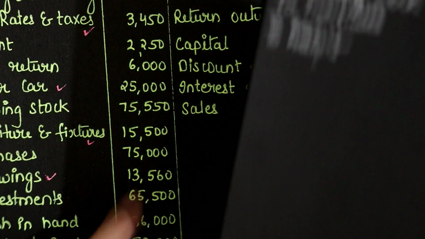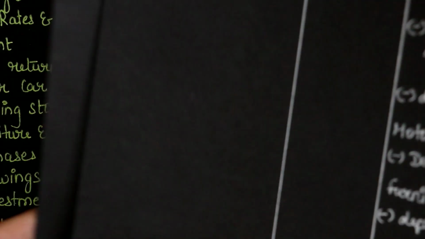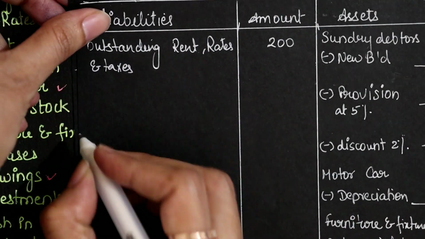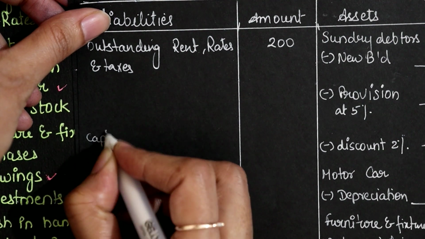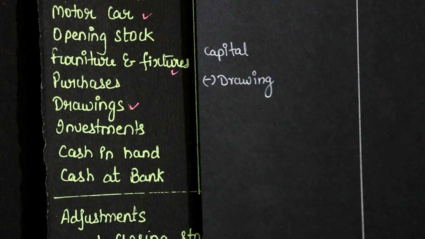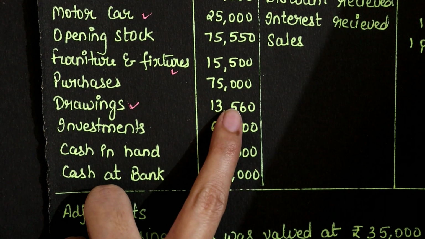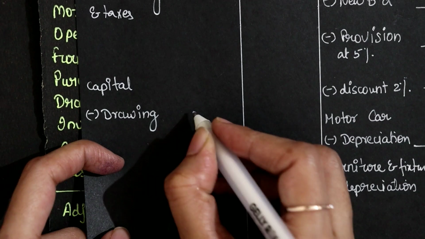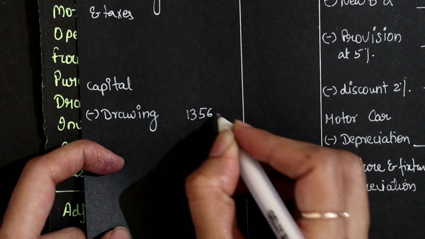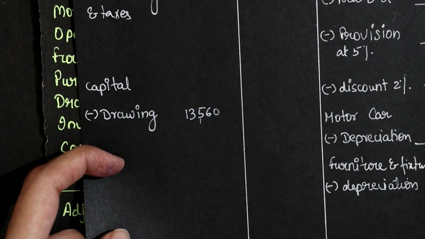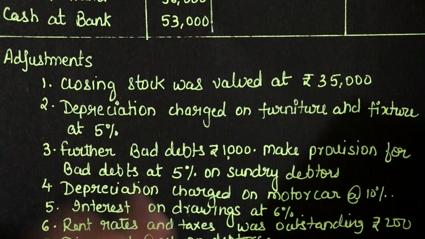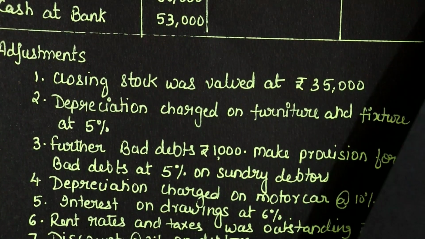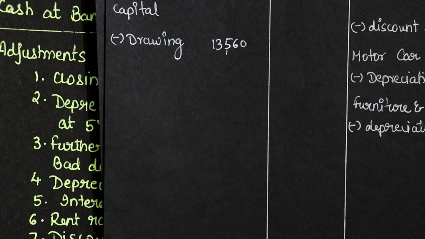Then drawings. Drawings is to be deducted from capital. So on the liability side, we will write capital. The value of drawings is 13,560. On this you have to calculate interest because it has an adjustment that says interest on drawings at 6%. So the interest amount comes to 814.